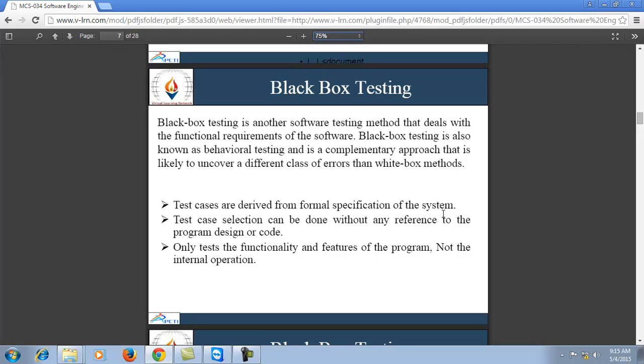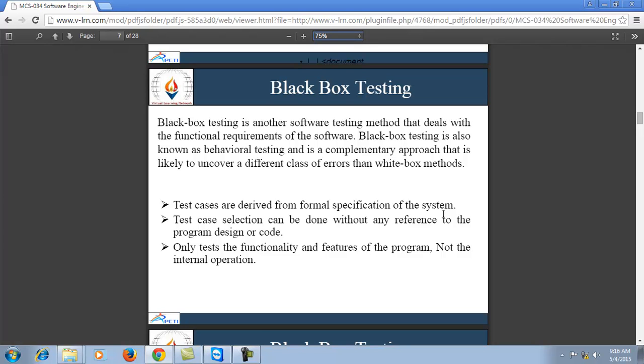If you really want to do testing, you need to prepare the test cases also. These test cases are derived from the formal specification of the system. Again, test case selection can be done without any reference to the program design or code. It doesn't matter what the code or design is, right? So test cases are to be selected for doing black box testing. And only tests that verify the functionality and features of the program should be included in the black box testing.